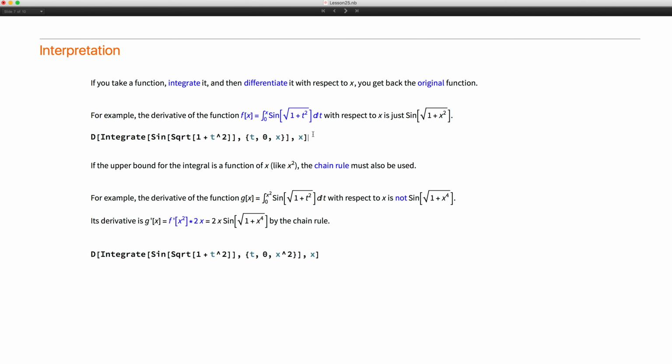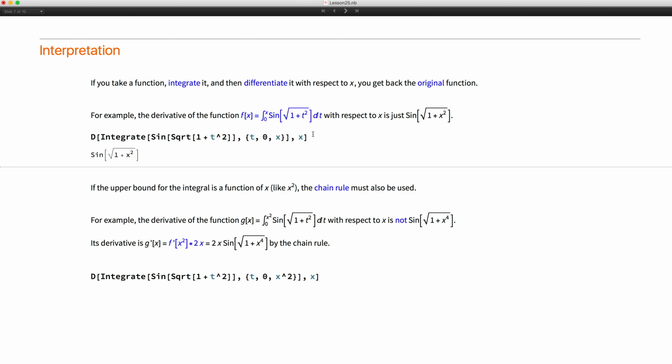So here's a check, namely, if you take the derivative of an integral function, you will get back just the original function. So that's a summary over here, which says that if you take a function, you integrate it, and then you differentiate it, you get back the original function.